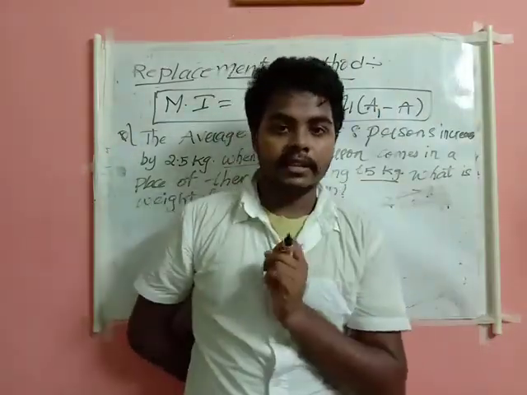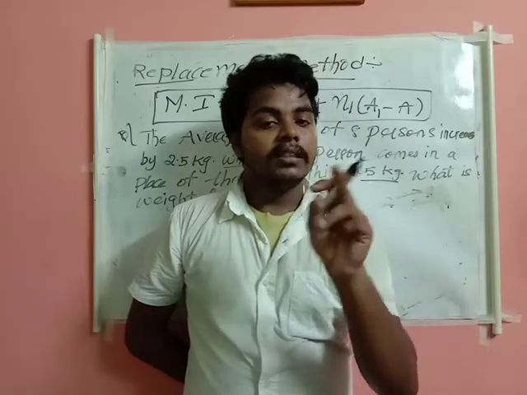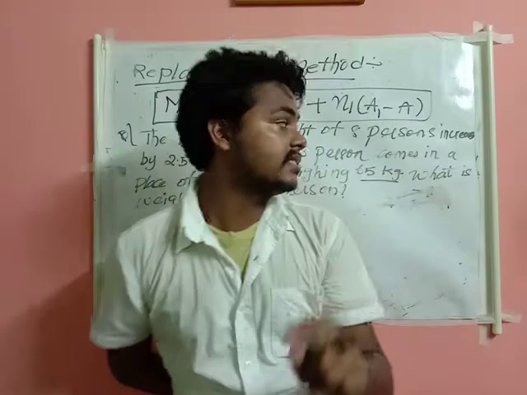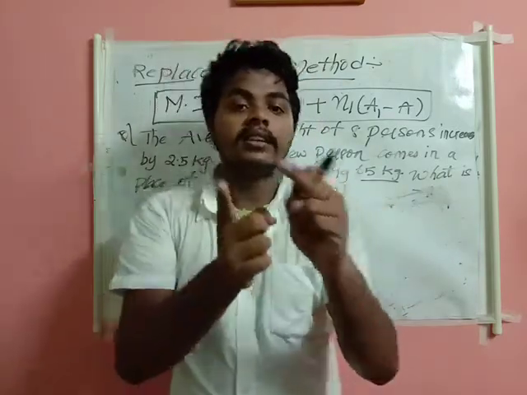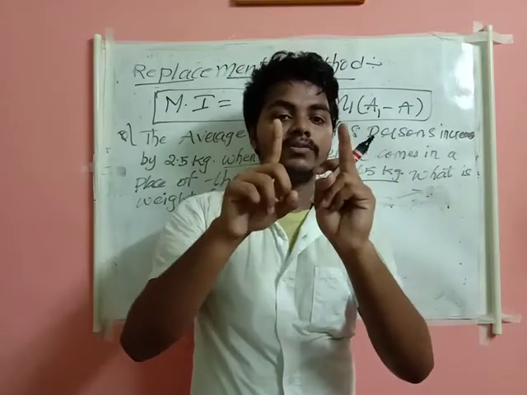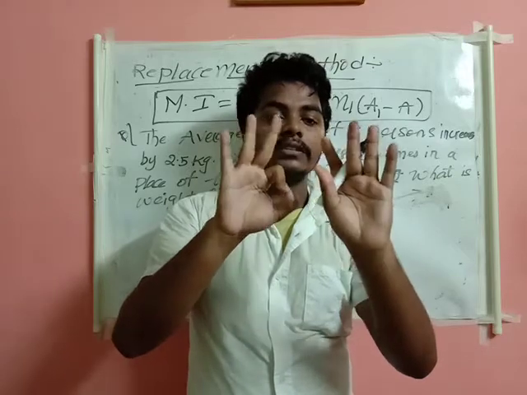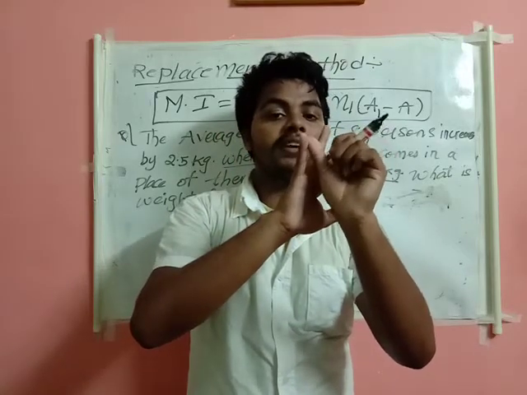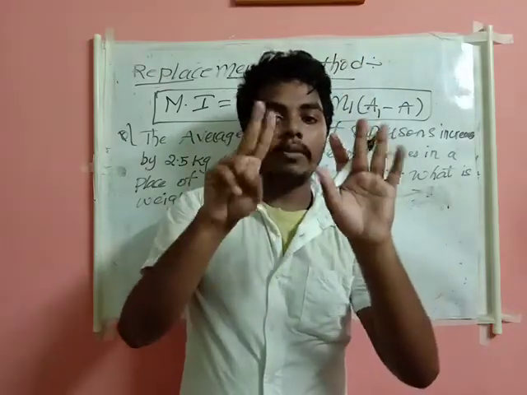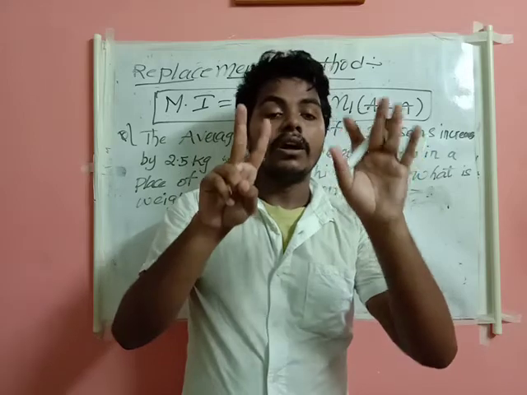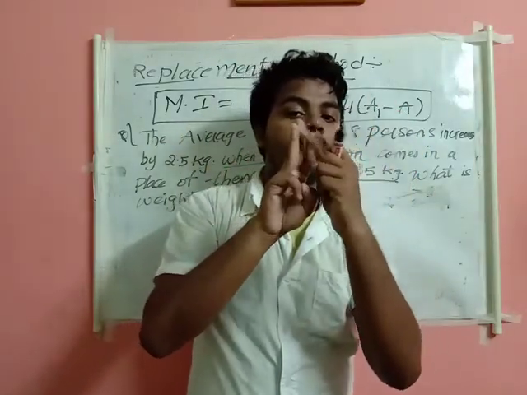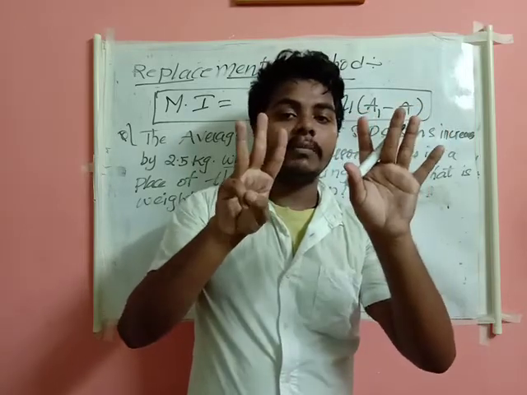Initially 8 people are there. Out of these 8 students, one student who is having a weight of 65 kg is going outside. Now how many students are there? 7 students are there. Now another student is coming and joining the group. So now 8 people are there.